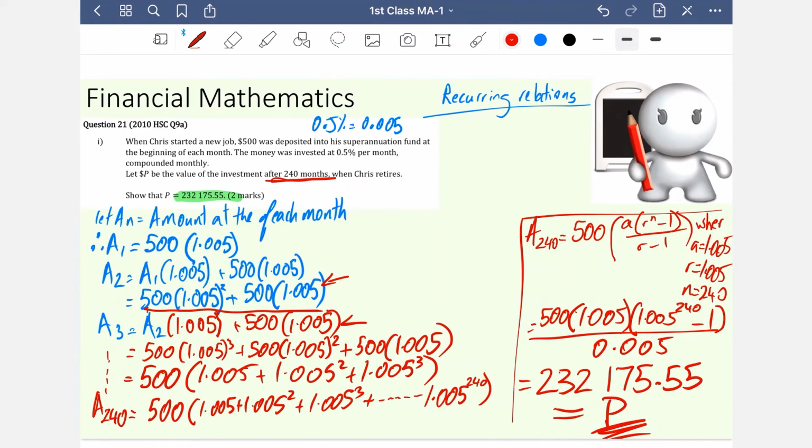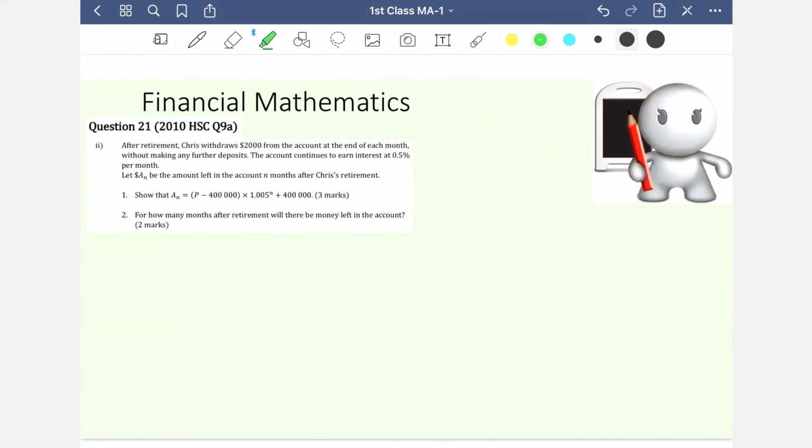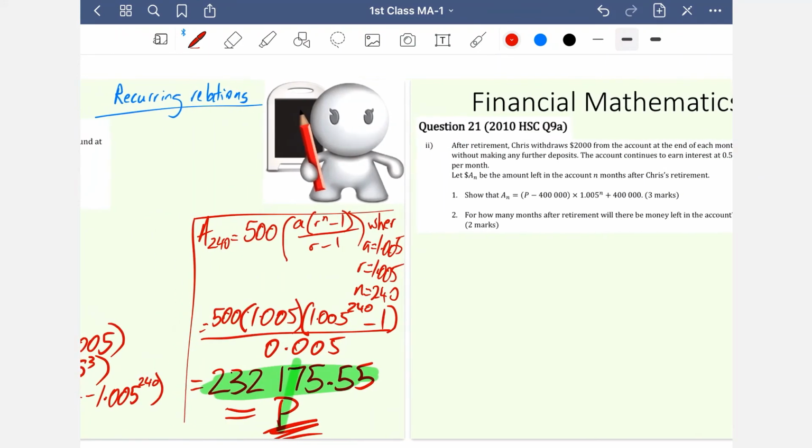Now that was part 1, and this will be part 2. So I need you guys just to remember that P equals 232,175.55. So we might just write that right at the beginning: P equals 232,175.55. Just checking that. Perfect.